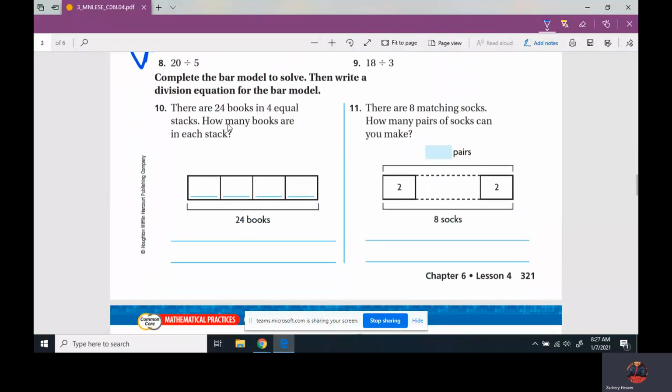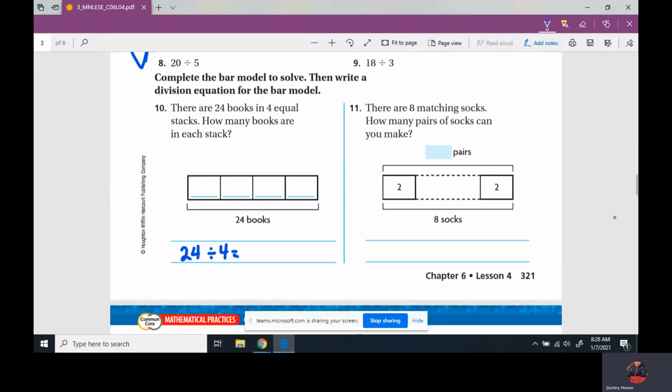There are 24 books and 4 stacks. How many books are in each stack? So we know this whole thing is going to be 24. And we know we have 4 stacks. So our problem is going to look like this: 24 divided by 4 stacks.